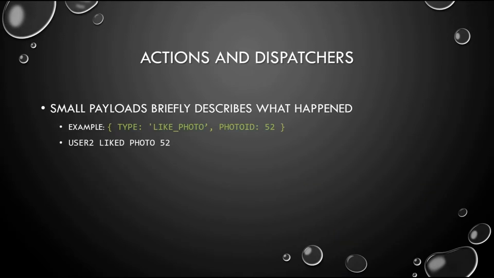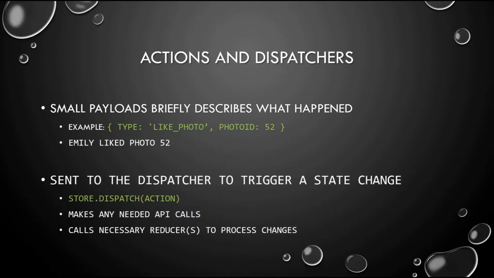Actions are small payloads that briefly describe what has happened. So in the example below, we can see there are 2 parts to this action. We got the type, and we got the object of which the action was performed upon. So if we were to translate this object, we can say user2, or if we want to be more complete, Emily liked photo 52. Once we have the action, we can then call the dispatcher to trigger a state change.